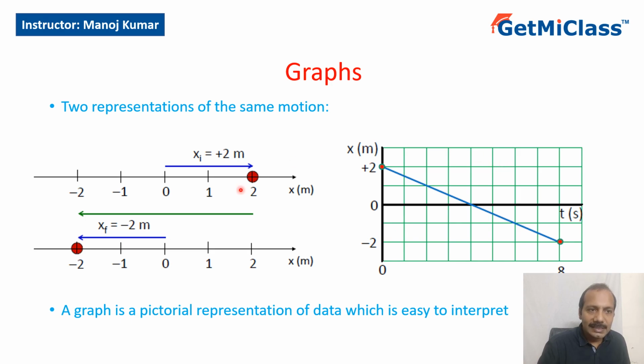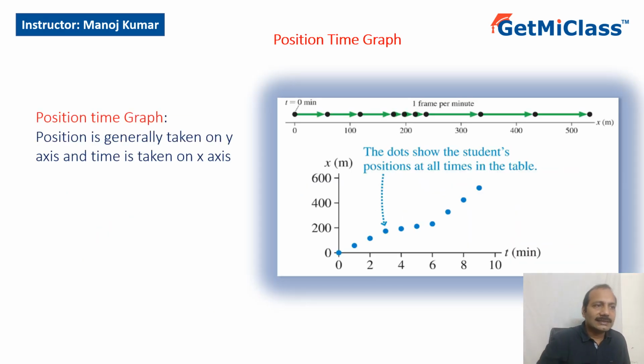So this comparison clearly shows that a graphical representation is easier to understand, and hence the data can be easily interpreted and analysis becomes very easy for us. So in physics, we'll look at the position time graph and the velocity time graph in this particular topic. So what is the position time graph?